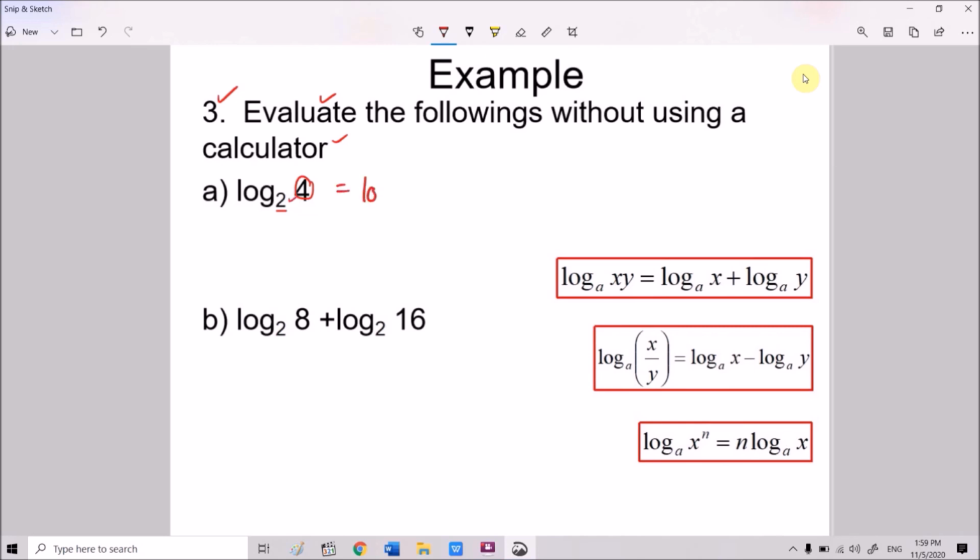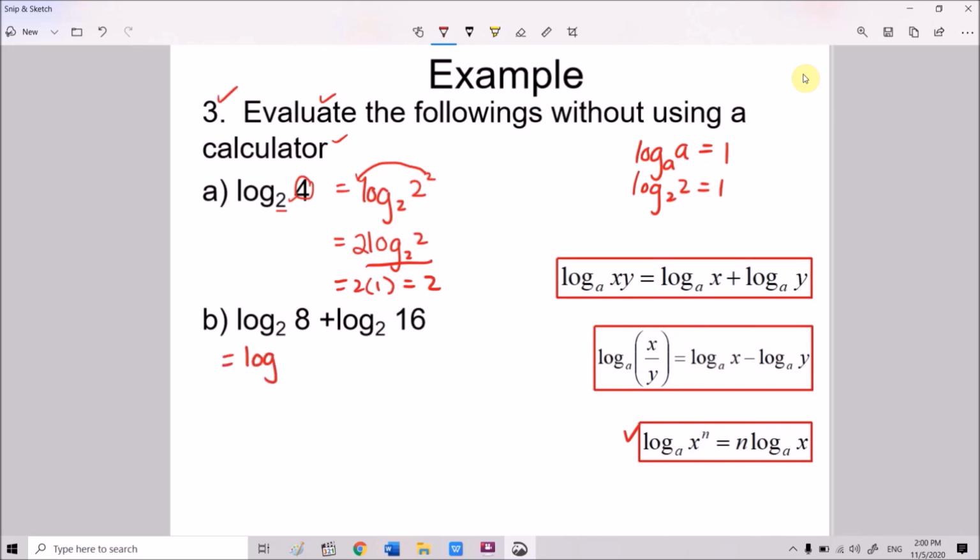Okay, so for example, log base 2 of 4 is actually 2 to the power of 2. And using the power law here, we can bring the 2 to the front. So you get 2 log base 2 of 2. Then remember one of the properties we learned in the first video is log base a of a equals 1. So log base 2 of 2 will equal 1 as well. So it's 2 multiplied by 1. You get 2.